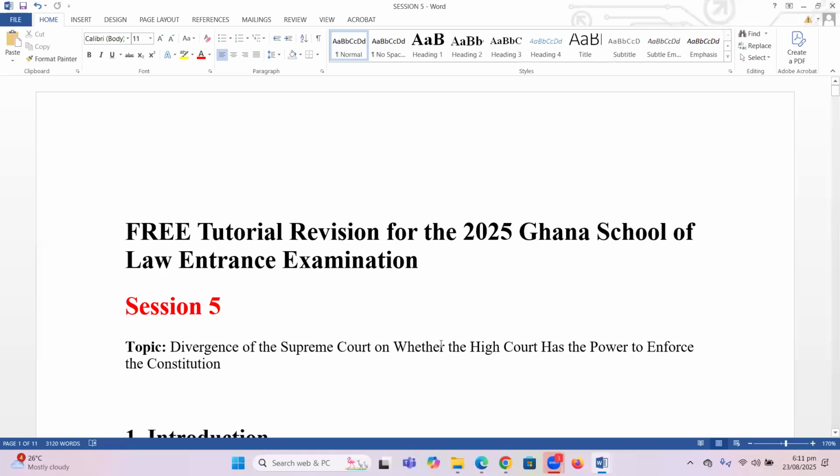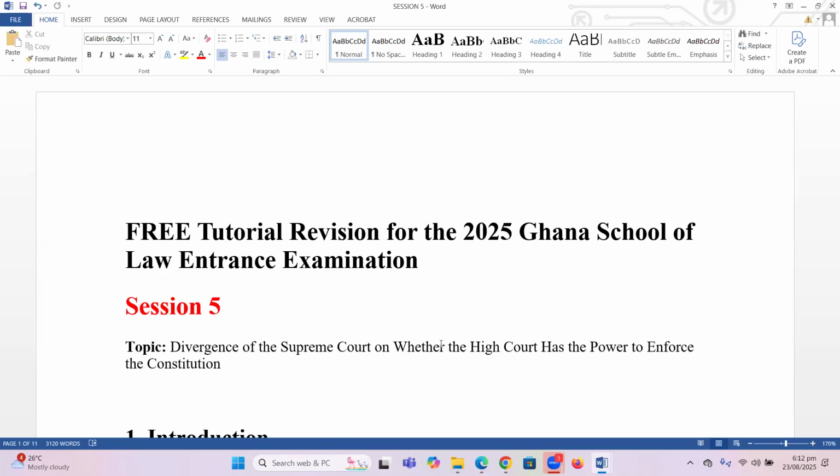So we would like to discuss an aspect of judicial review, which is also an aspect of constitutionalism in a sense. And we are drawing inspiration for this topic from one past question, which has come before in the law school entrance examination. So the topic I have teased out from that past question is the divergence of the Supreme Court on whether the High Court has the power to enforce the Constitution.